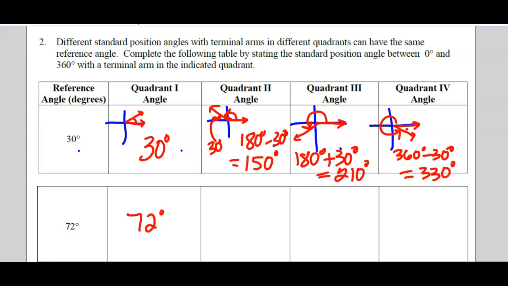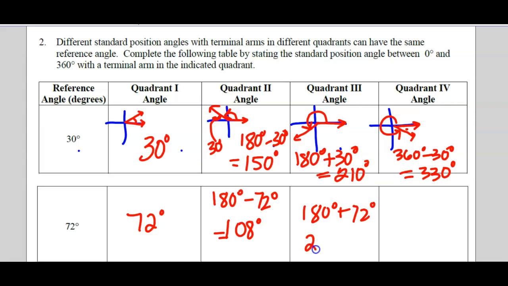Okay, so same process. For quadrant 2 here, it's going to be a little higher up, but you're still going to go 180 minus 72. So that's going to be, what, 108. This one in the third quadrant, it'll be 180 plus 72, because that's not going to get you over into the fourth quadrant. That's still in. So that's what, 252? Okay, and then 360 minus 72. That's going to be what, 288.